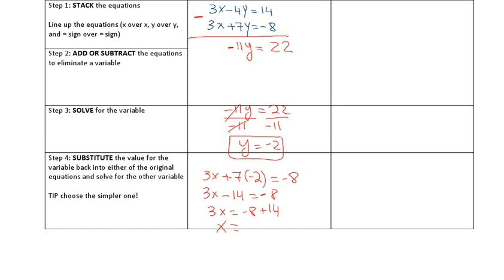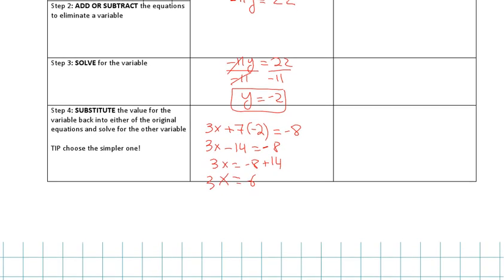So that's going to be 3x, I forgot that, equals 6. And then divide by 3, so x equals 2.